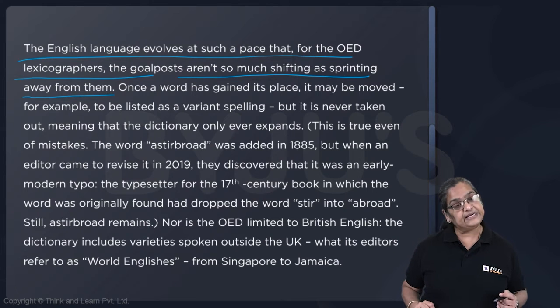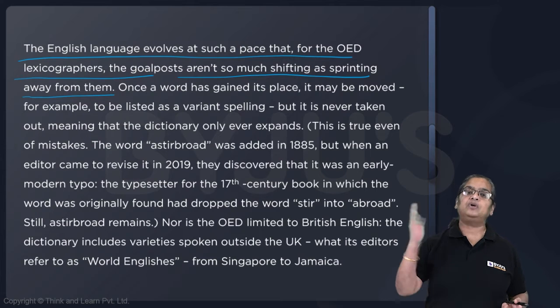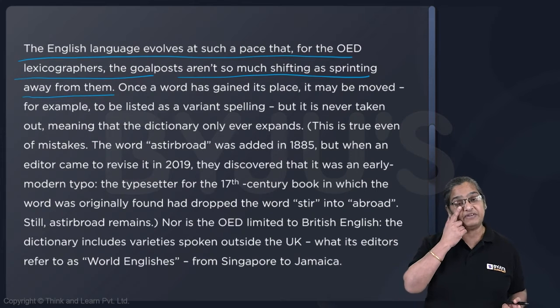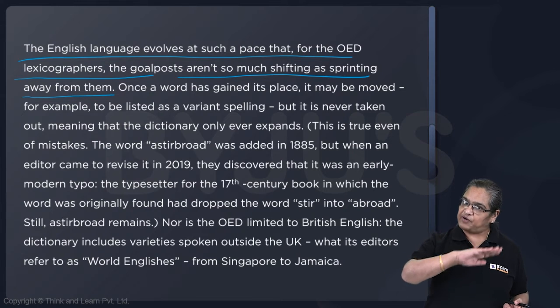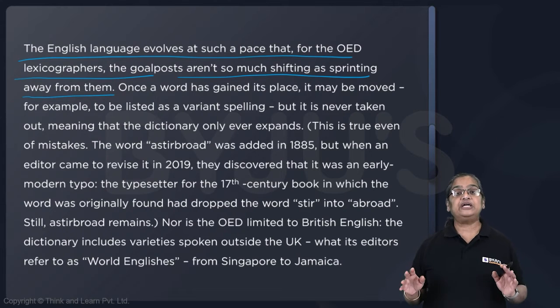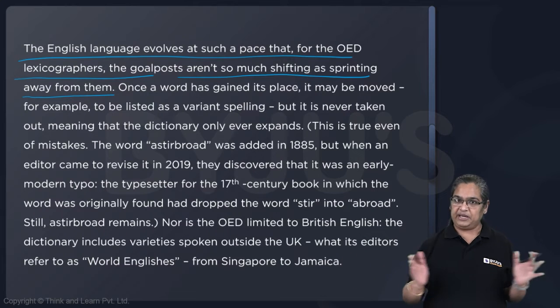Once a word has gained its place, it may be moved, for example, to be listed as a variant spelling, but it is never taken out. That means the dictionary only expands. So you never take out a word from the dictionary. You may keep it as a variant spelling, but once a word has found a place in the dictionary, it stays. So a dictionary can only grow, it can only go bigger, it can never be shrunk.